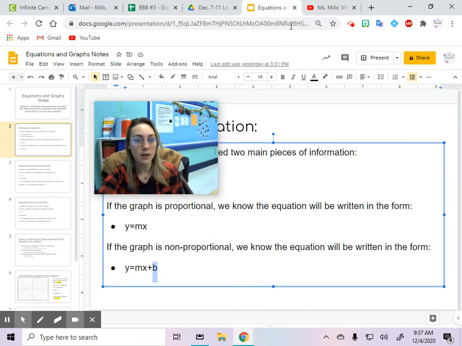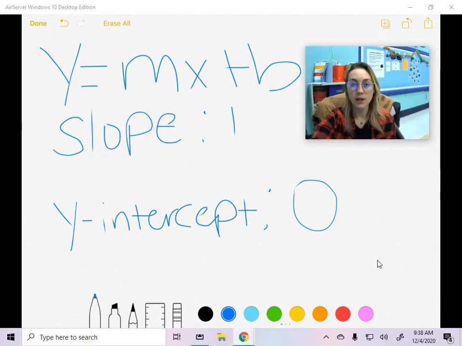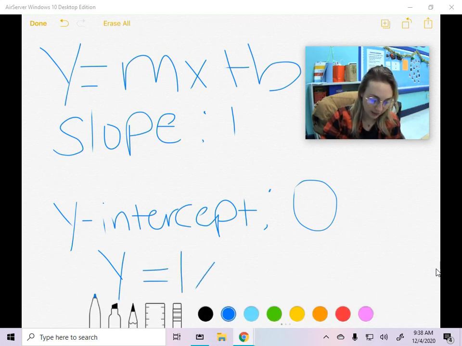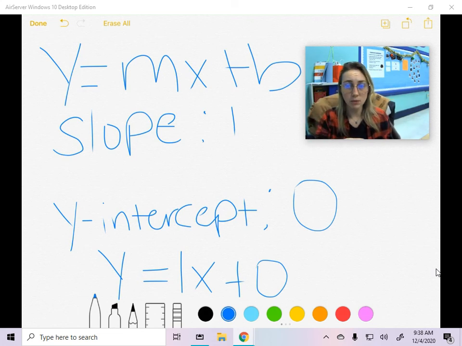If we remember, when we talked about proportional equations, it's going to look just like this. It's going to be y = mx, with the m being your slope. Let's do this real quick, where we have the slope of 1 and the y-intercept of 0. So we will put y =, our slope is 1, x + 0. But at the same time, you don't need this 1 and you don't need the 0.